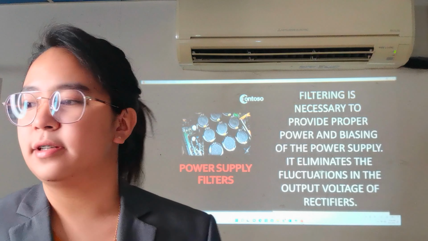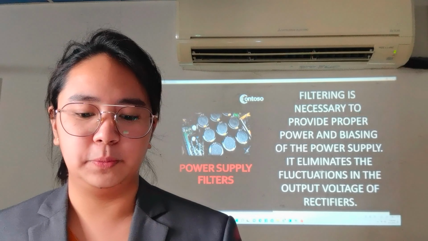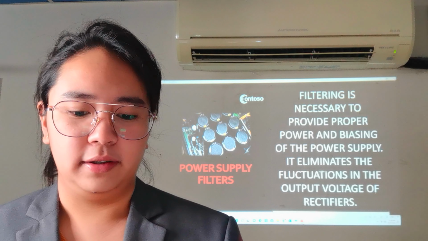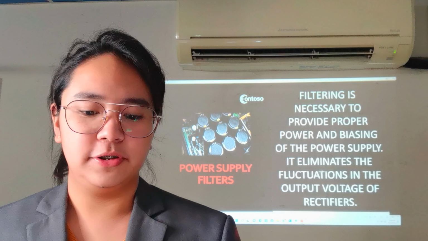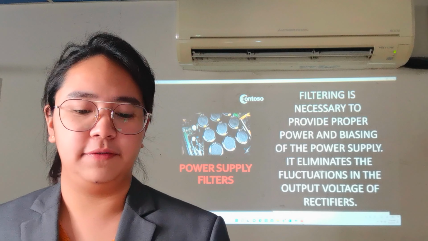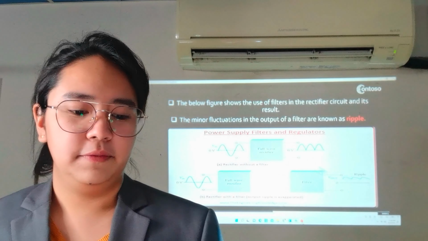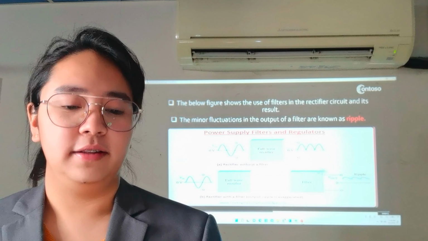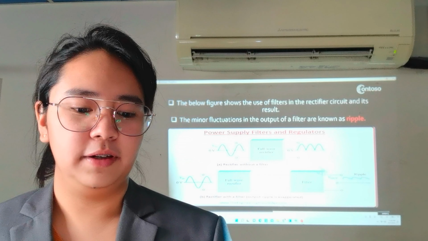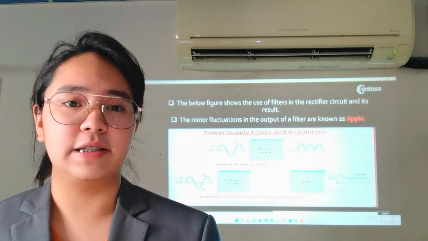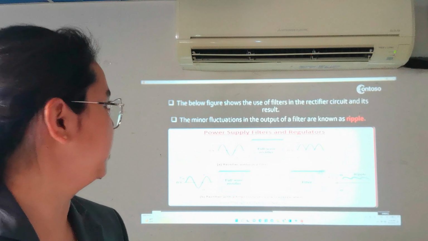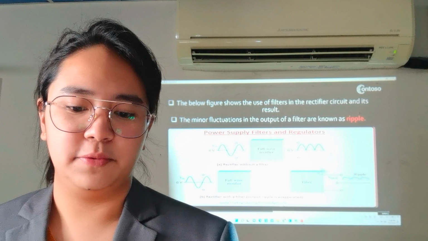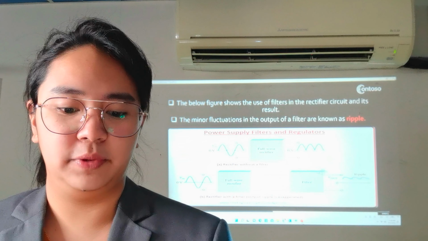Power supply filtering is necessary to provide proper power and biasing of the power supply. It eliminates the fluctuation in the output voltage of rectifiers. The below figure shows the use of filters in the rectifier circuit and its result. The minor fluctuations in the output of the filter are known as ripple. As you can see in the picture, a rectifier without the filter and a rectifier with the filter.